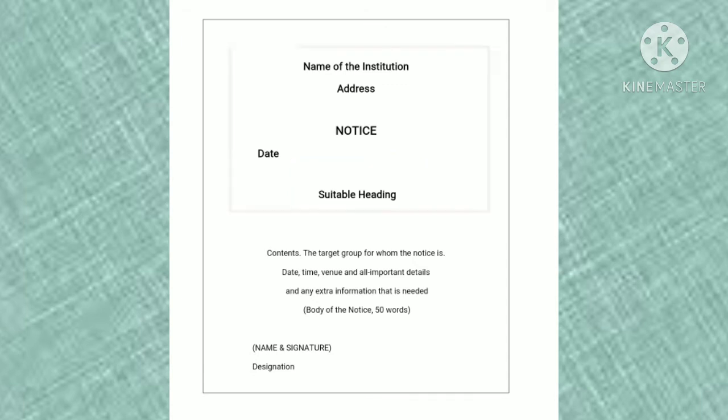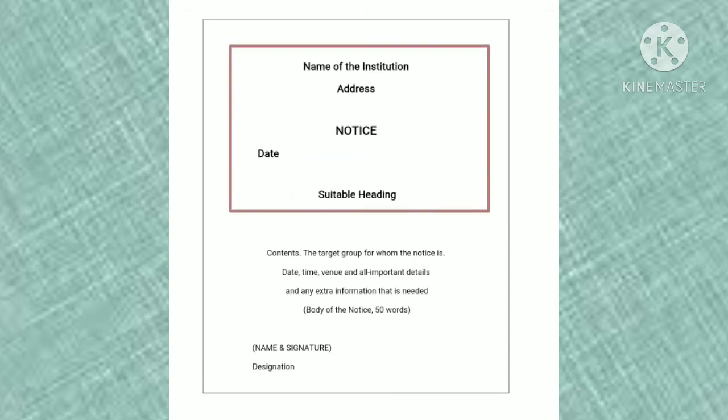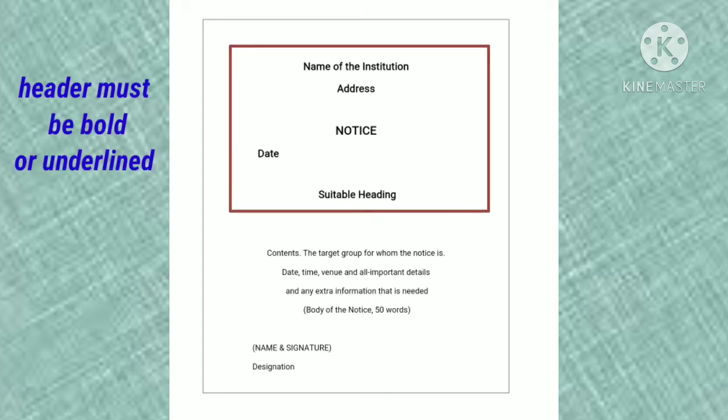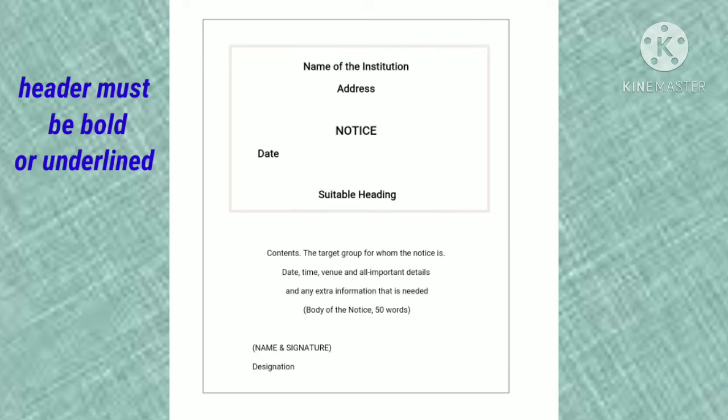This part of the notice is the header. These four things: the name of the institution plus address, then the notice, then the date, and the suitable heading. This is called the header. And if you notice, I have emboldened this. If you are printing a notice, you will embolden this, and if you are writing it in a notebook, then you will underline it to make it bold.